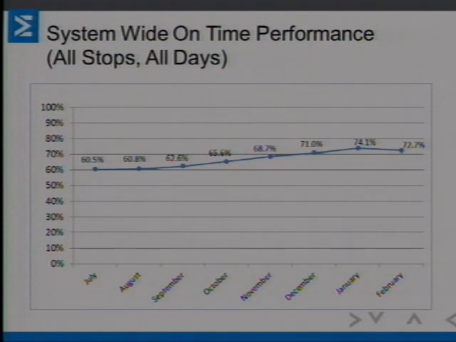We did have a month-over-month decrease of approximately 3% from January to February, and we attribute that to the fact that we had 5 bad weather days in February 2015 compared to 3 in January 2015.